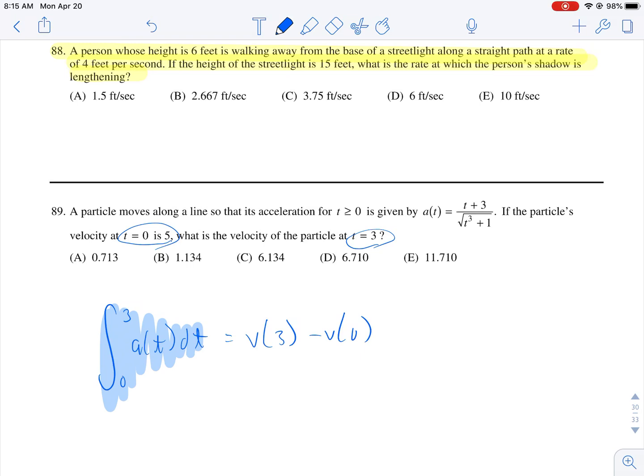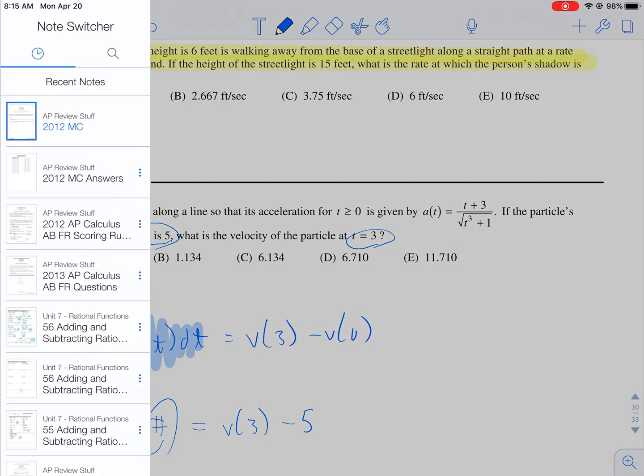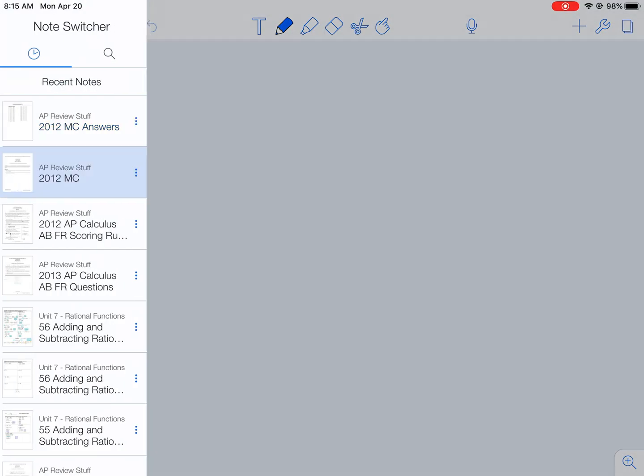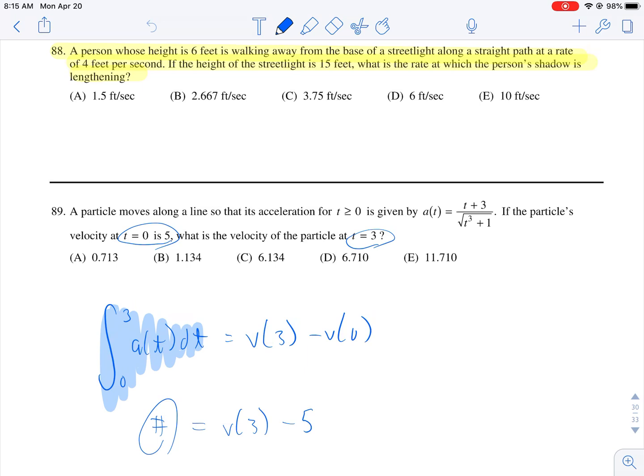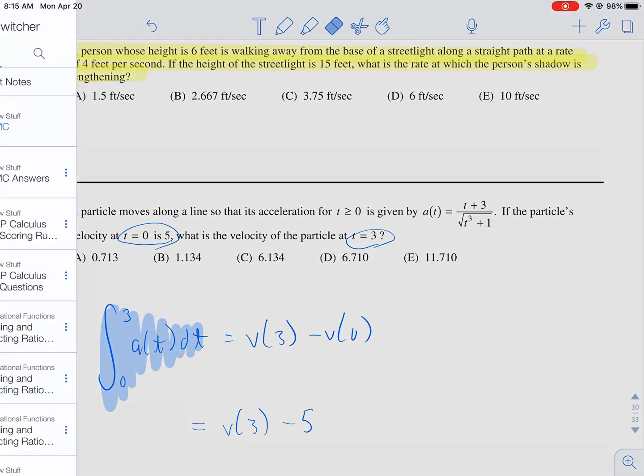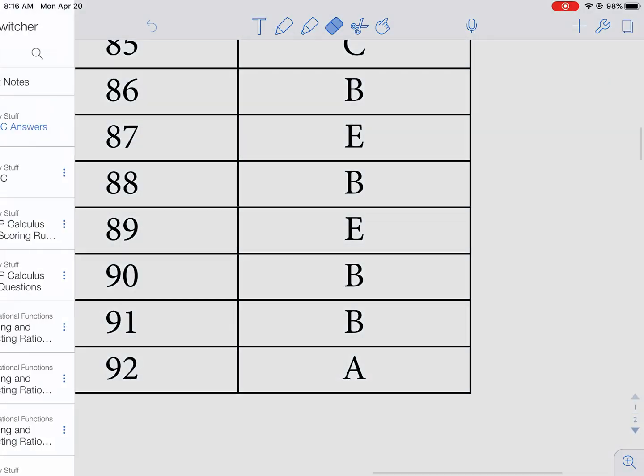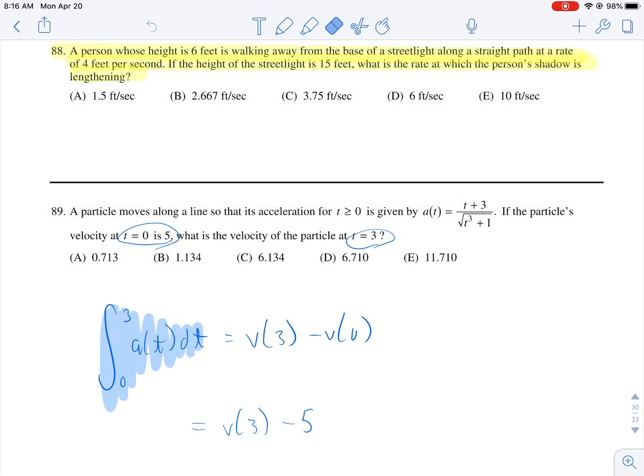And then, so you have some number from that, equals v of 3, and v of 0 is 5, so minus 5. So you just add 5 to whatever you got right here, and that will give you your answer, which should be E on 89. Which means this number that you should have got from your integral value is 1.710. Oh, sorry, hold on, 89 was E. Should be 6.710.